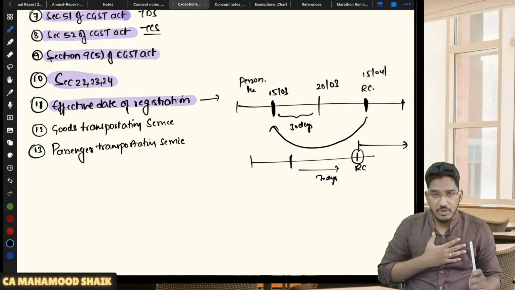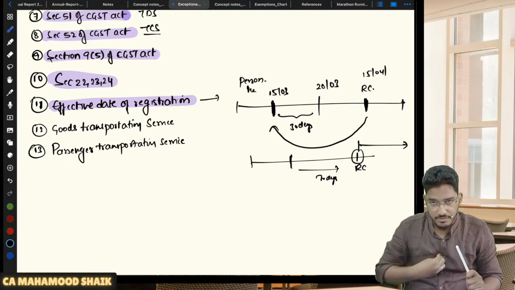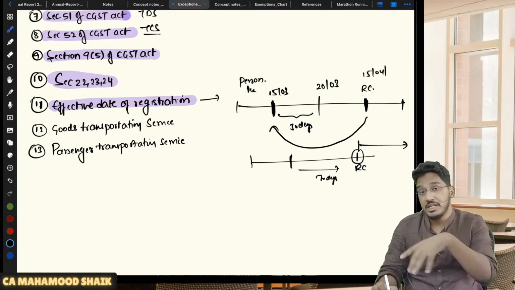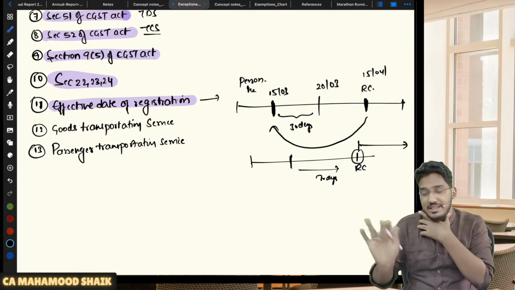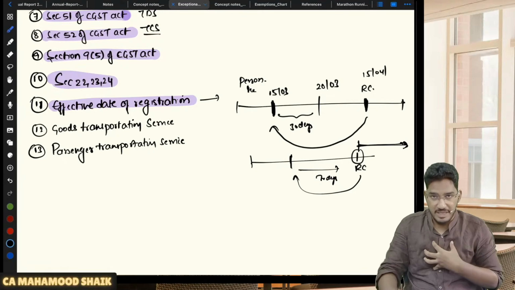So if I want to enjoy retrospective effectiveness of my registration, I have to submit an application within 30 days from the date I become liable for registration. If I submit an application for registration after 30 days of becoming liable for registration, in that case I can't enjoy the effective date retrospectively. My registration will be effective from the date of grant of the registration certificate.